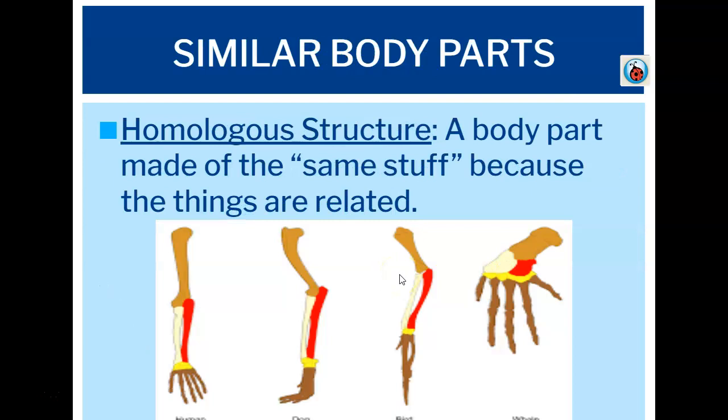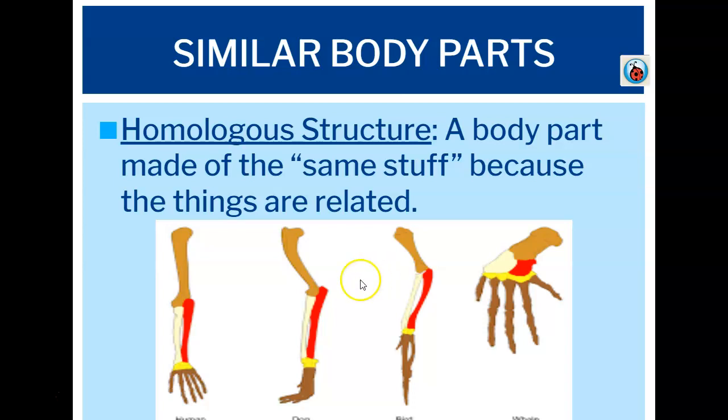We also look at similar body parts to see which organisms are more closely related to who. And we look at something called homologous structures. Homologous structures are body parts made of the same stuff, meaning they're the same on the inside, their internal arrangement. For example, in this example, we're looking at the internal bone arrangement of the human, dog, bird and whale.